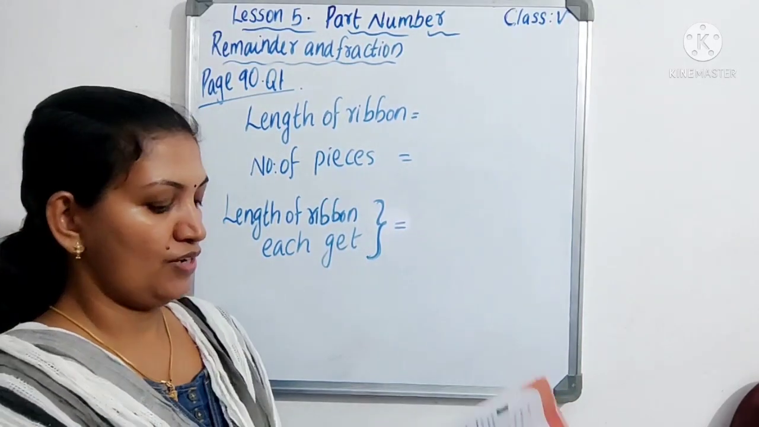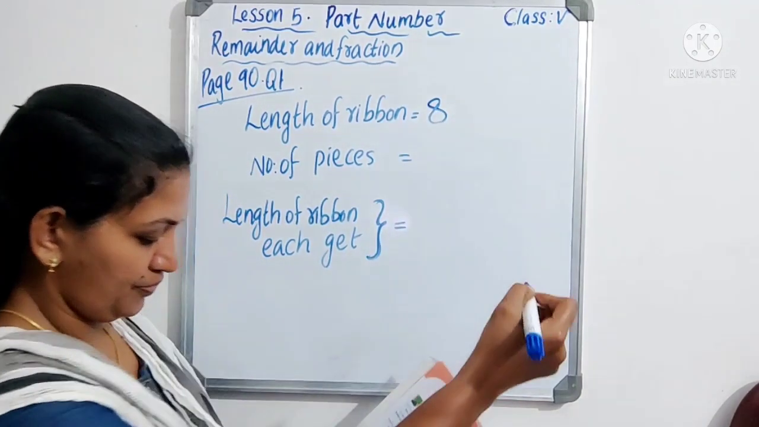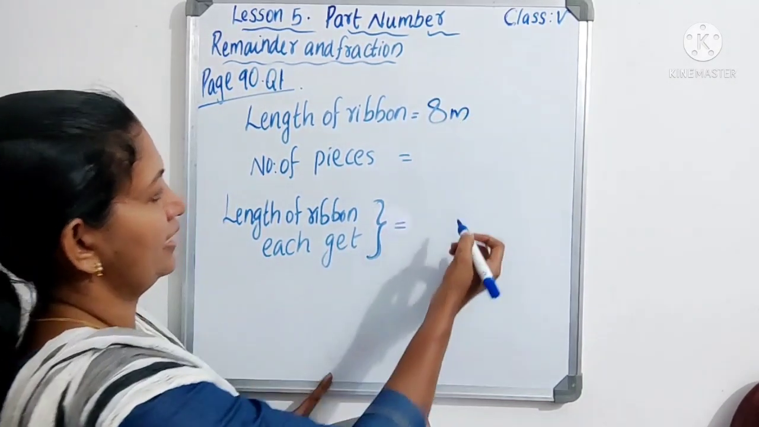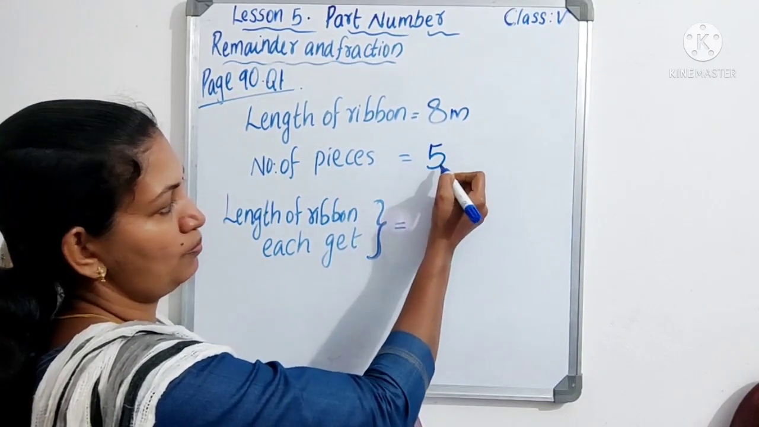Okay, so first step, the length of the ribbon is 8 meter. Then number of pieces: this ribbon we want to divide into 5 equal pieces.